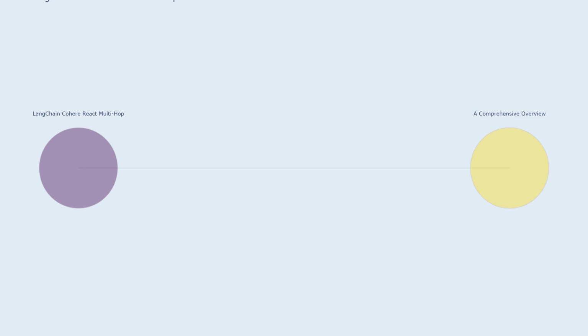LangChain Cohere React Multi-Hop. A comprehensive overview, or YAML with elaborations of scalar values. A robust and efficient method for handling multi-hop question answering utilizing Cohere's powerful language model within the LangChain framework. This system enables applications to answer complex questions that require multiple steps of reasoning and data retrieval by combining the strengths of LangChain, Cohere, and React.